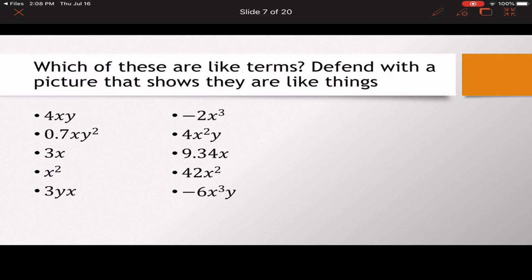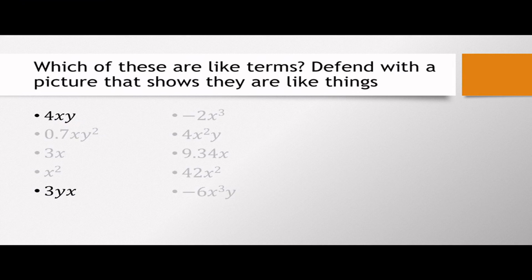So for xy, we need to find out another one that has xy in it. And looks like we have one right here, xy, even though it's not in that order. Okay. So here's our first pair. Let's defend that these are like things from a picture. Okay, so we have room for a picture here. I have 4 xy's.